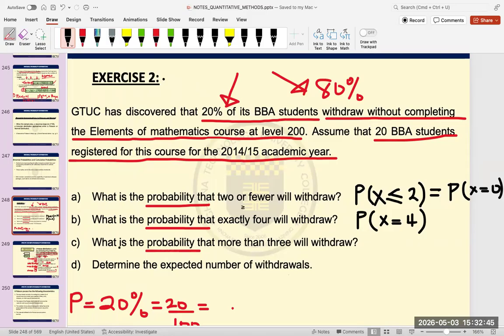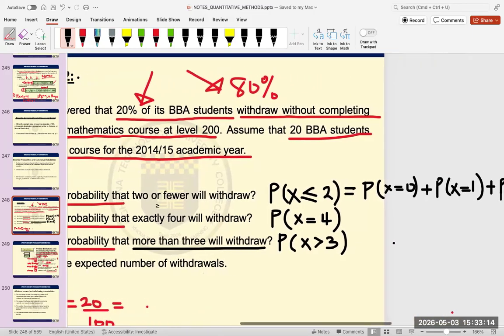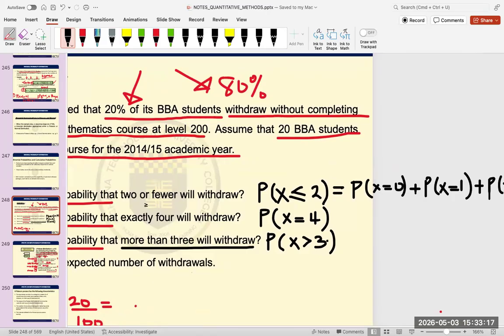Then C, what is the probability that more than 3 will withdraw? More than 3 will withdraw. So it means that we should find probability of x is greater than 3. It says more than 3. Now this one, in terms of probability, we can't go more than 3. We can't keep on going.